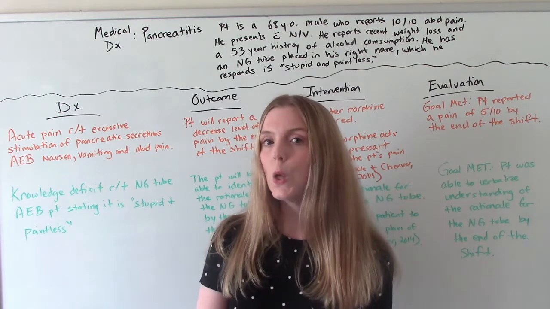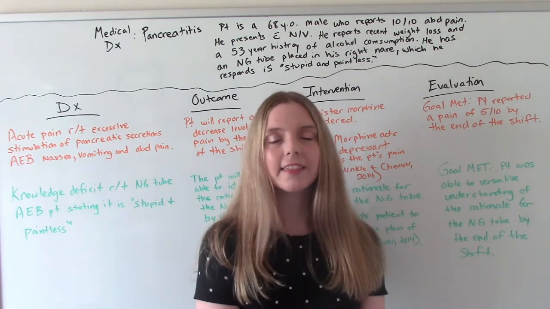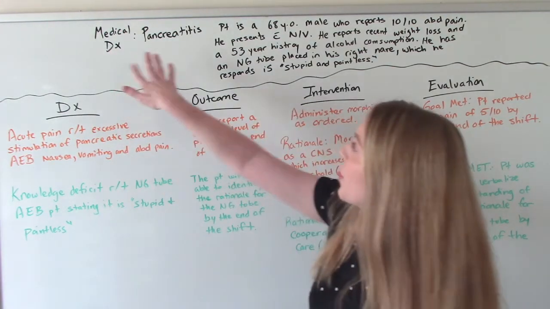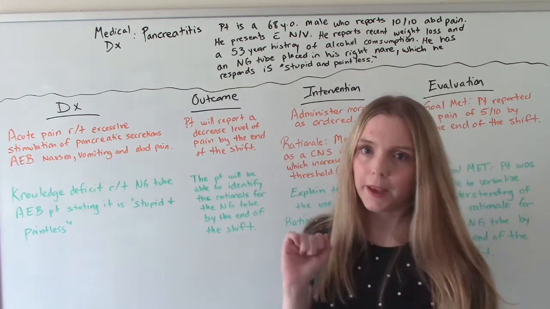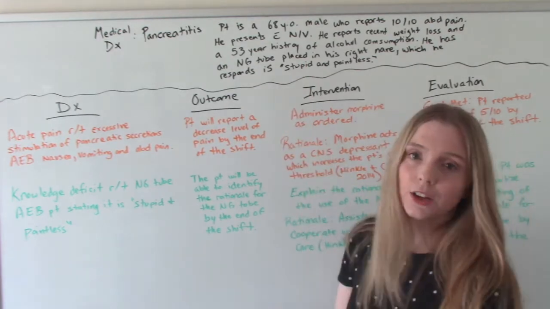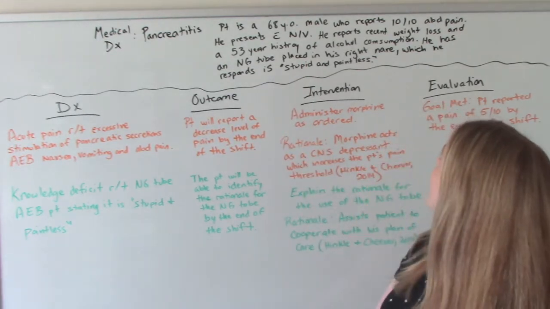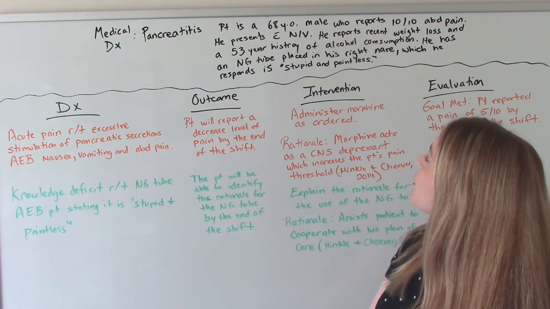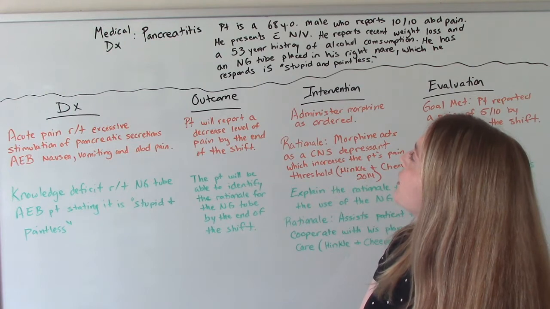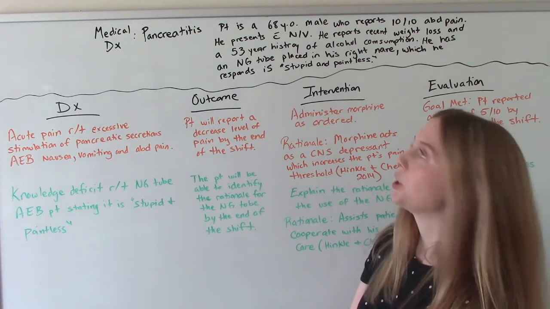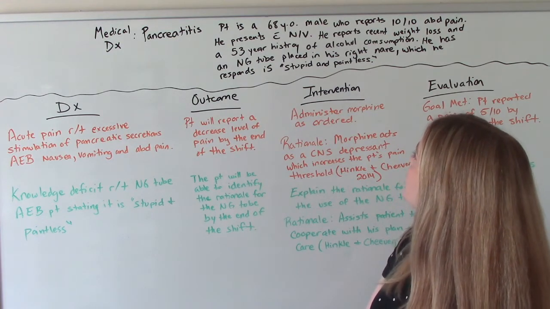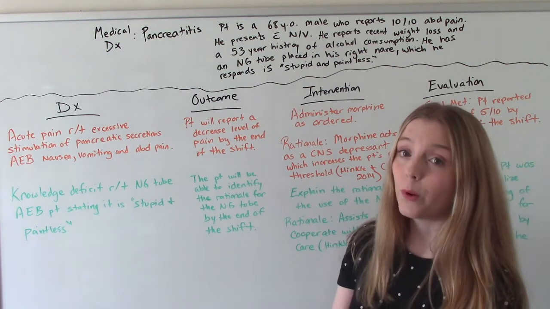In today's video, we're going to be doing another care plan, and this patient has chronic pancreatitis. So, their medical diagnosis is the chronic pancreatitis. How do they present to us? They are a 68-year-old man. They report 10 out of 10 abdominal pain. They present with nausea and vomiting and report recent weight loss and a 53-year history of alcohol consumption. They have an NG tube placed in his right naris, which he responds is stupid and pointless.